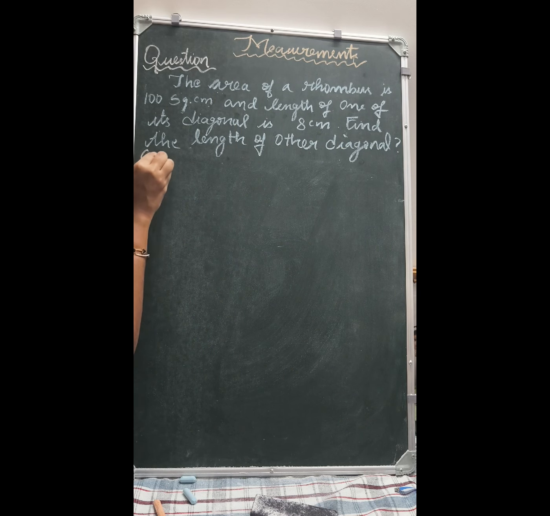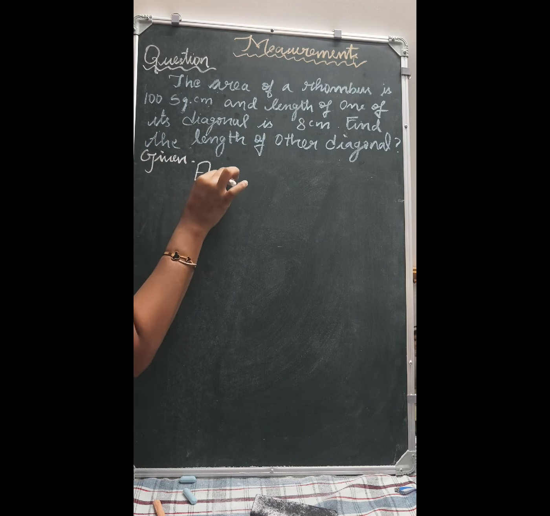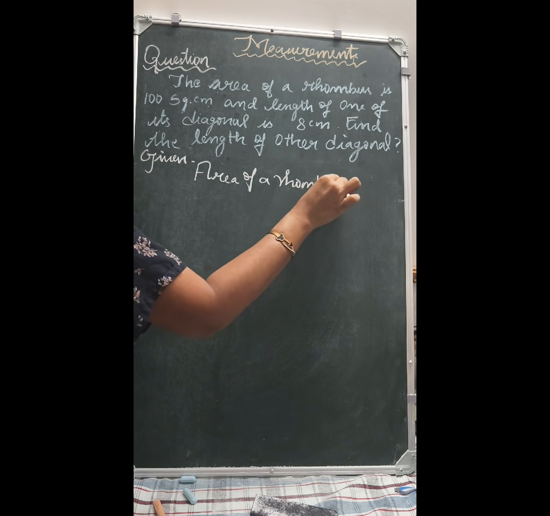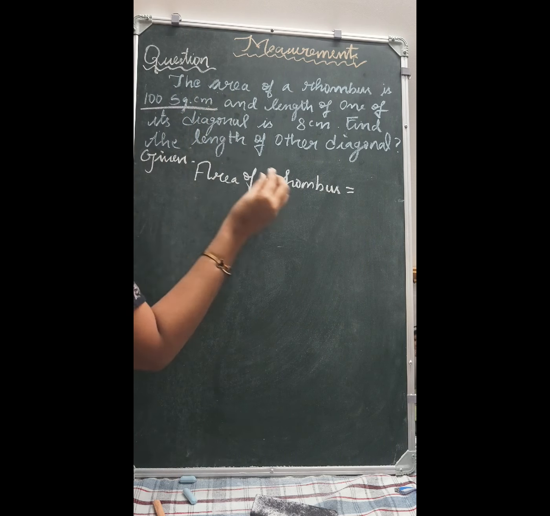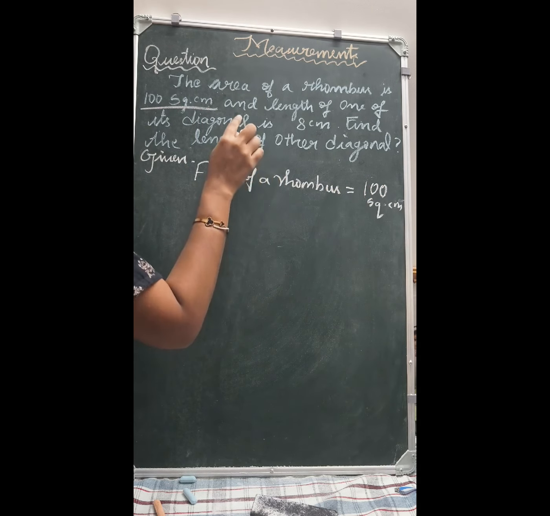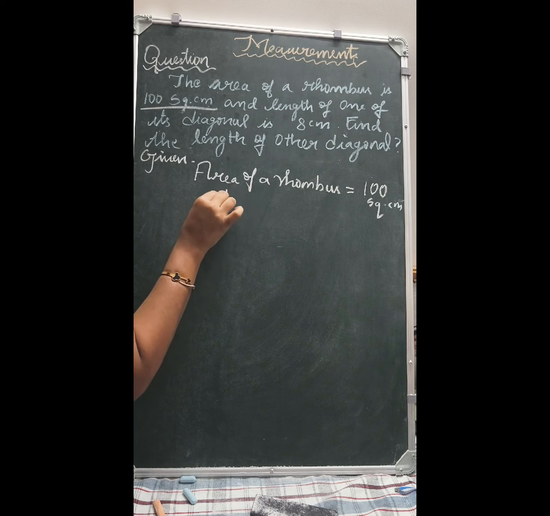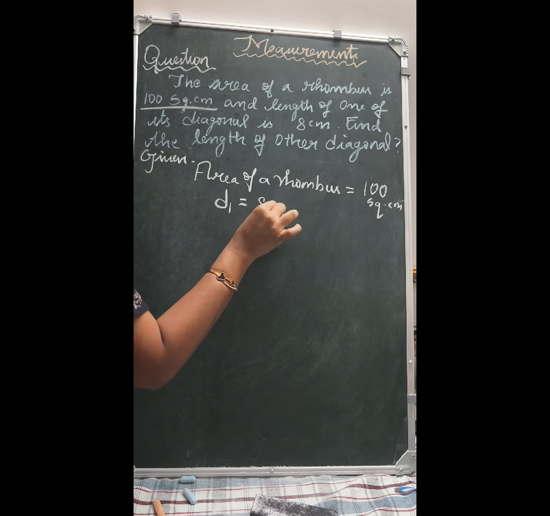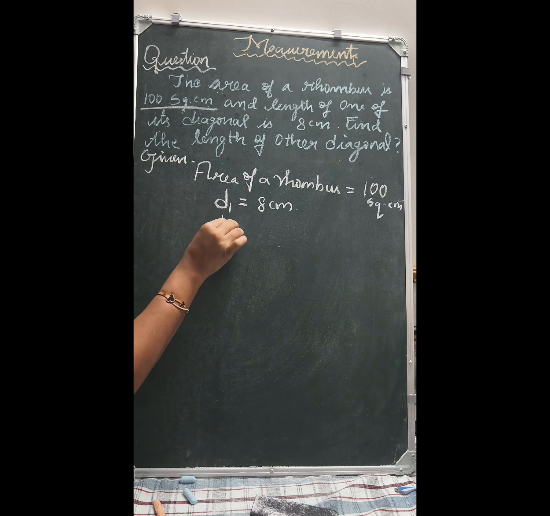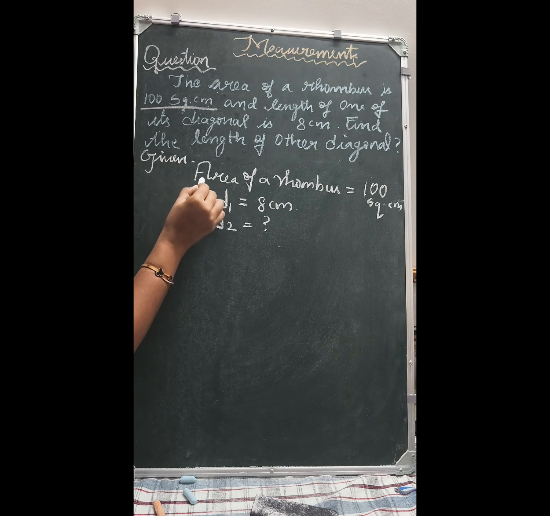Okay, first write the given. Area of a rhombus is equal to what they have given, 100 square centimeters. And the next, what they have given in the question: length of one of its diagonals is 8 centimeters. So D1 is equal to 8 centimeters. The next, find the length of the other diagonal. So we have to find D2. D2 is equal to what? Question mark.